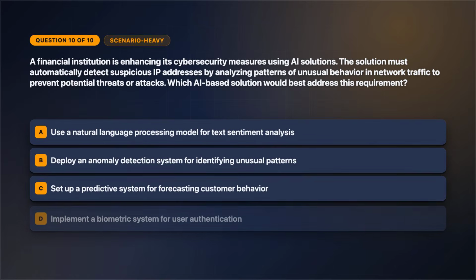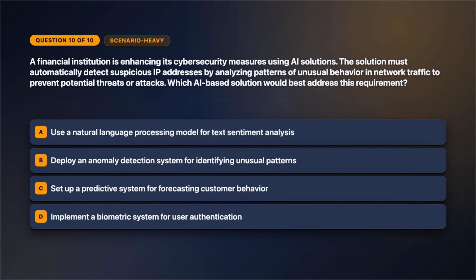All right, question 10. Separate context from noise. A financial institution is enhancing its cybersecurity measures using AI solutions. The solution must automatically detect suspicious IP addresses by analyzing patterns of unusual behavior in network traffic to prevent potential threats or attacks. Which AI-based solution would best address this requirement? Select one answer. Review the answer choices on screen.